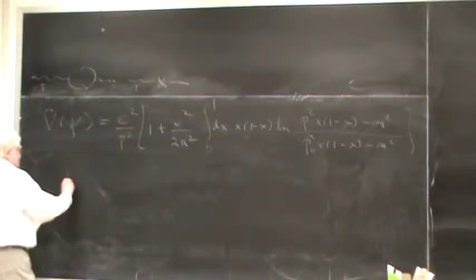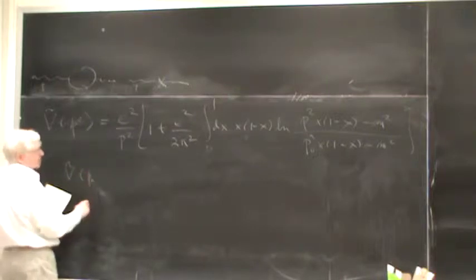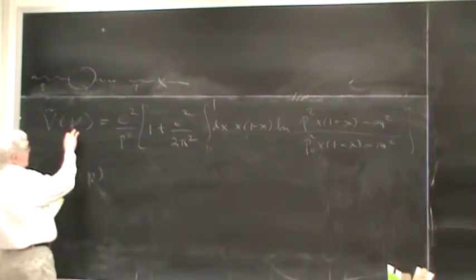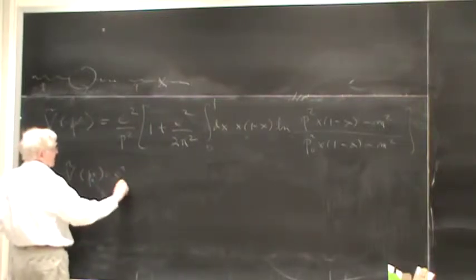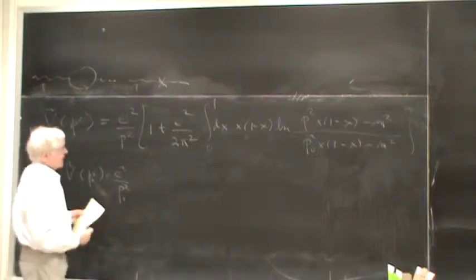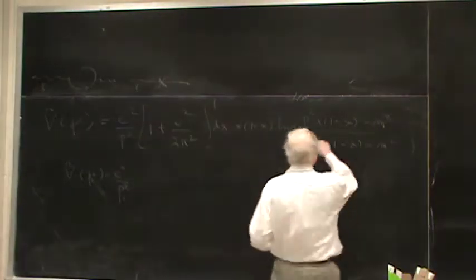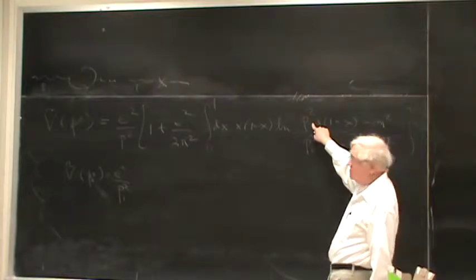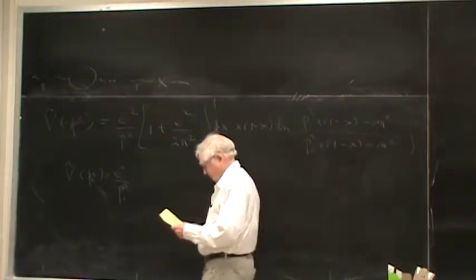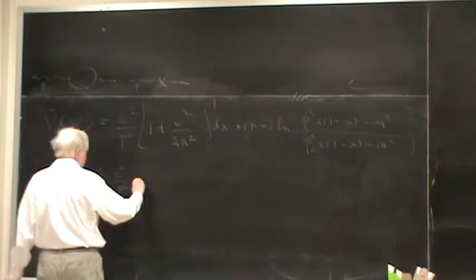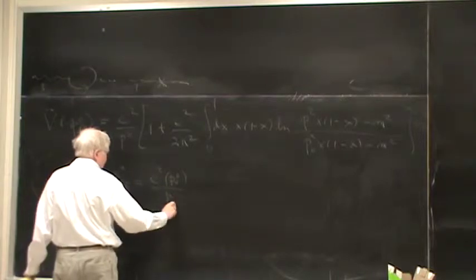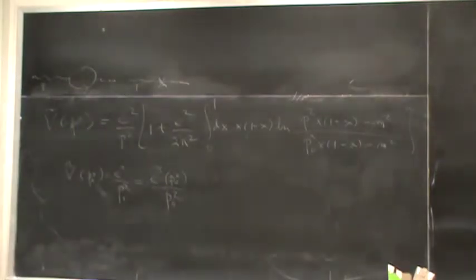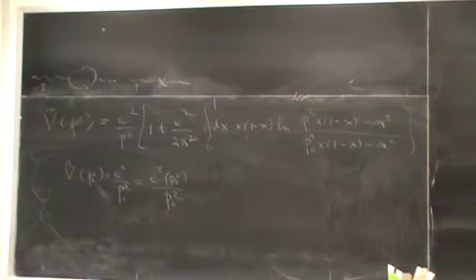What we can say is that v tilde at some scale p0, well, obviously at scale p0 squared, v of p0 squared is just e squared over p0 squared, because this logarithm then is log of 1, which is 0, and so the correction vanishes. So we can say, in fact, this is e squared at p0 squared divided by p0 squared. That's another way of thinking about it.